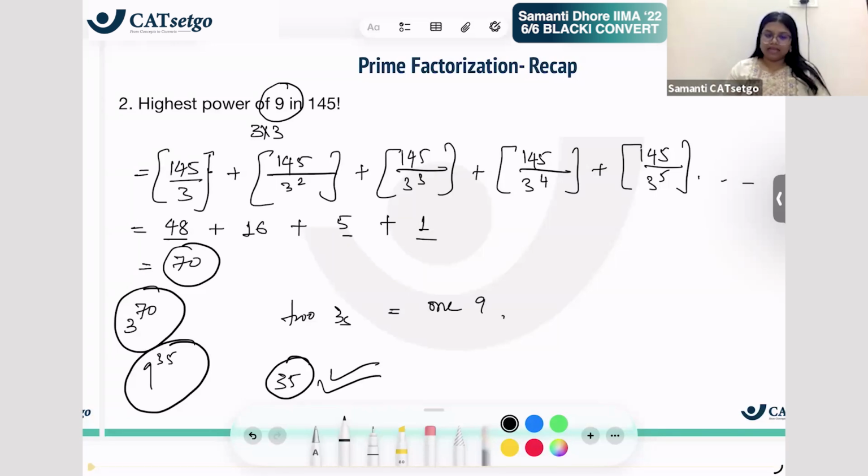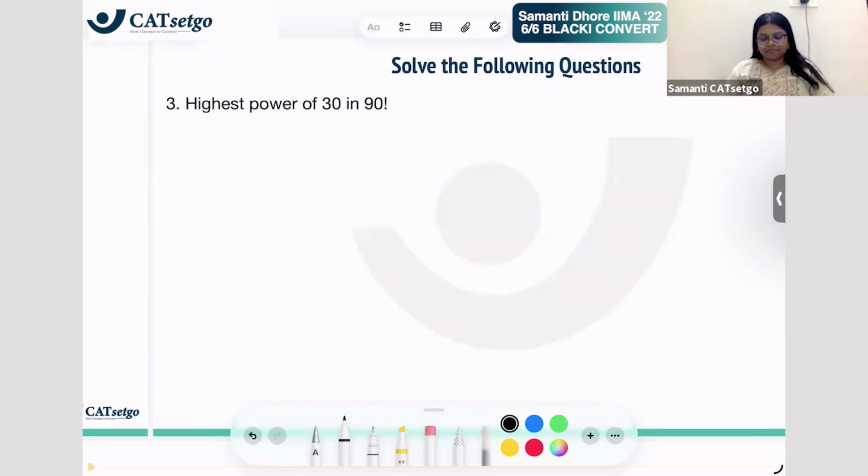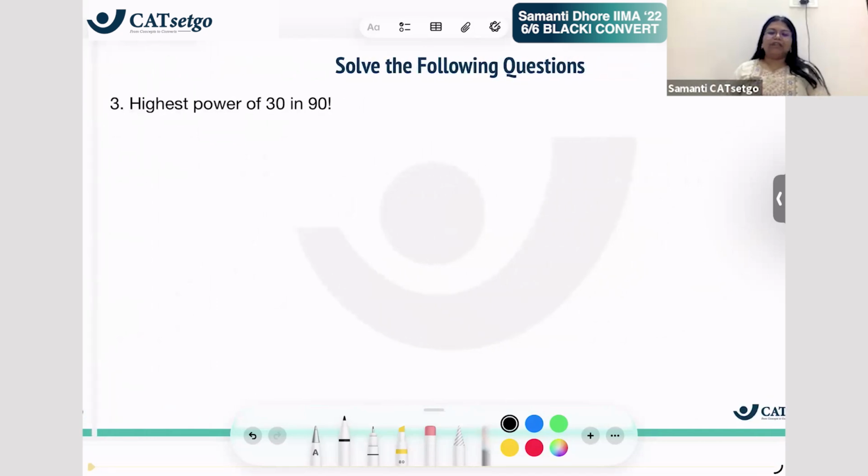Do we get this? Yes? Very good. So basis that, solve this question also. What is the highest power of 30 in 90 factorial?